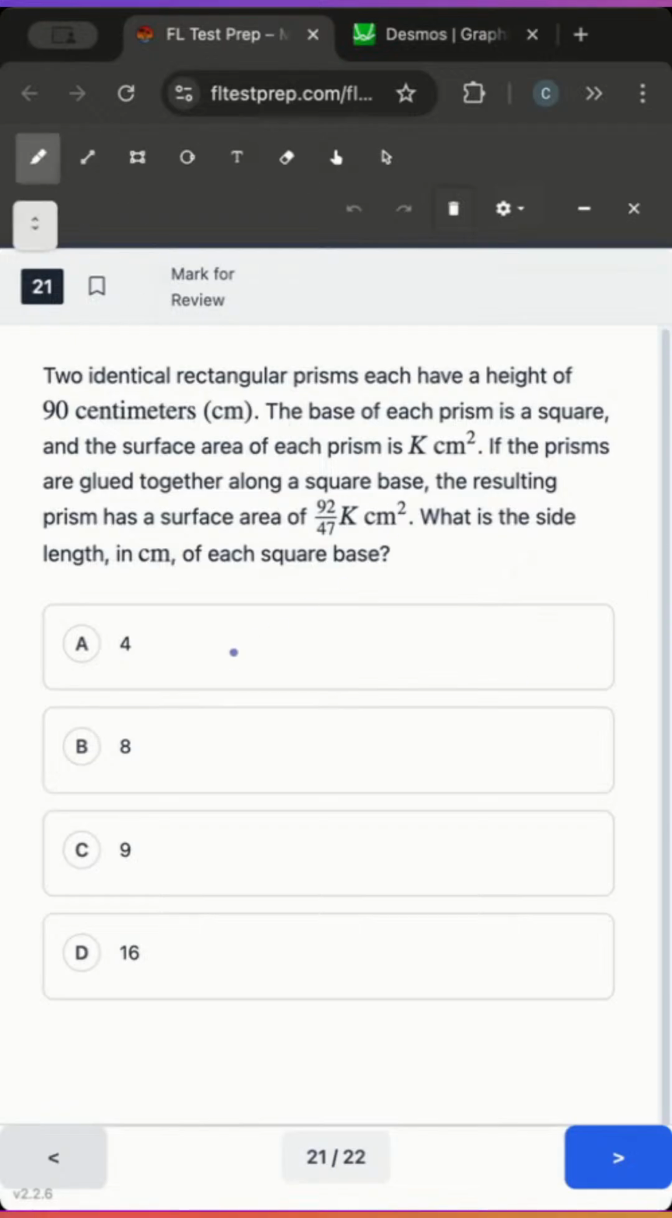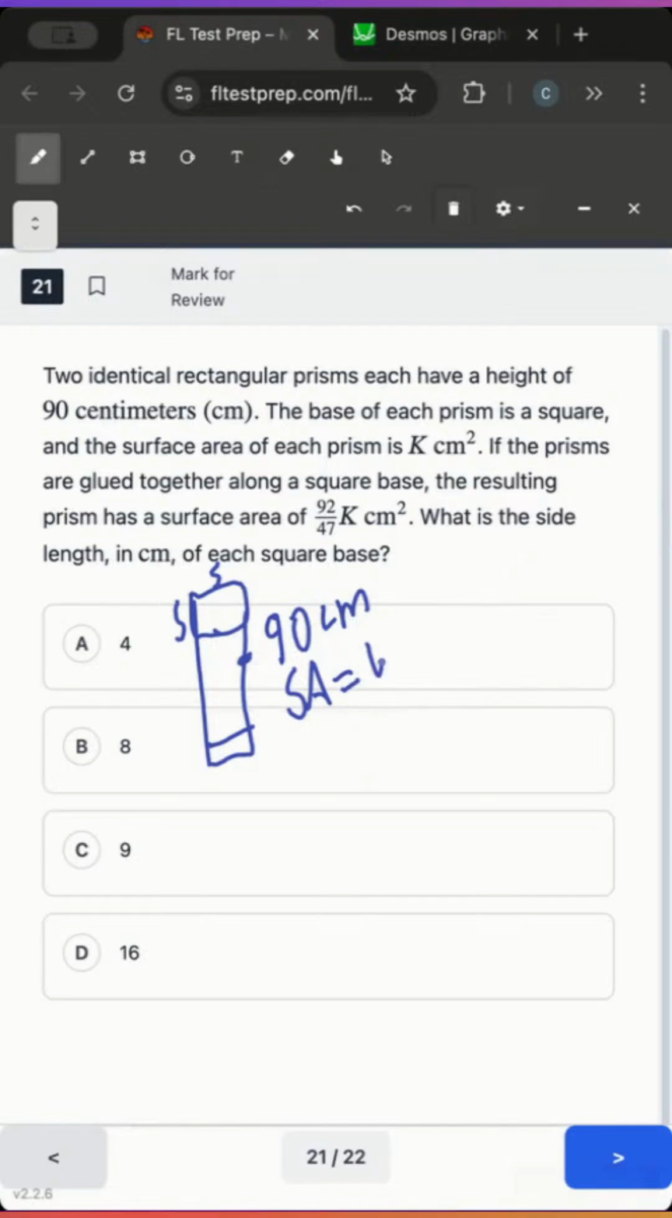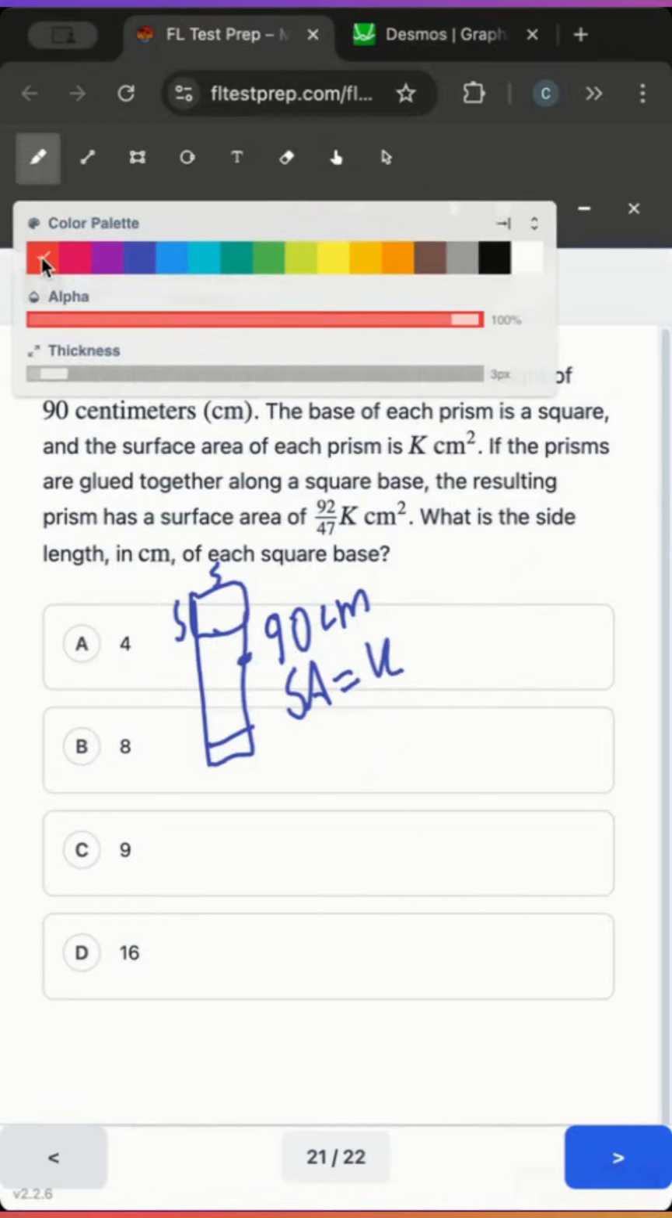So watch this. I'm going to draw my first rectangle and label it. So this will be my first one. It told me that it has a square base, so what that means is I know that these are all the same. And it told me that the height is 90 centimeters, so I know this part is 90 centimeters. And so the surface area will equal K.